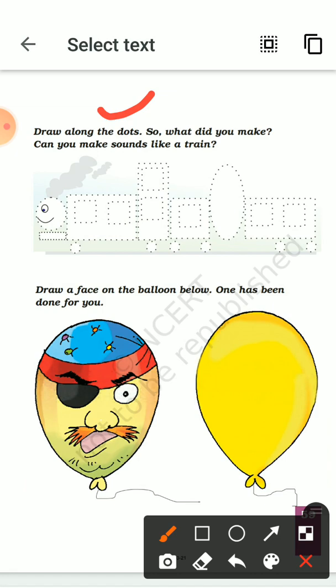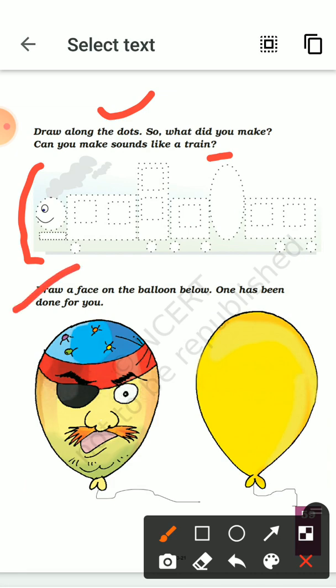Draw along the dots. So what did you make? Look at this picture. What is this? Yes, this is a train. Now what do we have to do here? Start joining these dots. And after completing this picture, we will get a nice train. Next, can you make sounds like a train? Yes, I can make. Okay, let's make the sound of a train. Chuk chuk chuk chuk. This is the sound of a train.